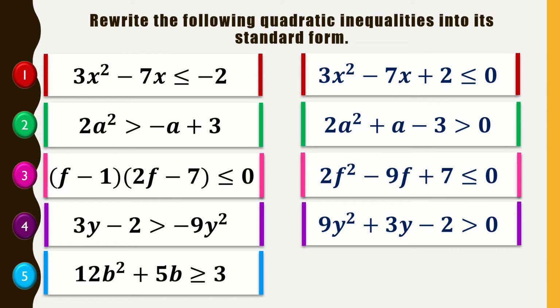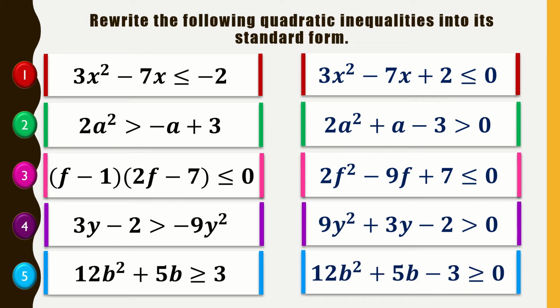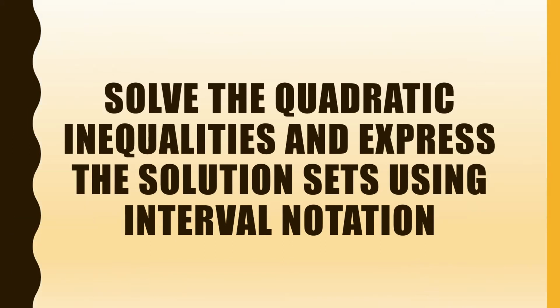Let us have the last one. 12b squared plus 5b is greater than or equal to 3. Yes, applying addition property of equality again, we have 12b squared plus 5b minus 3 is greater than or equal to 0. Take note on how to rewrite those quadratic inequalities into standard form because we will do that as we solve quadratic inequalities. So now, let's solve the quadratic inequalities and express the solution sets using interval notation.